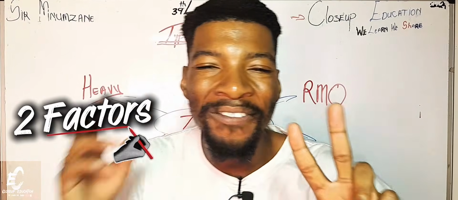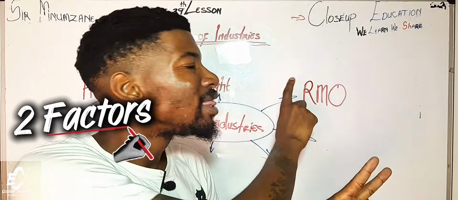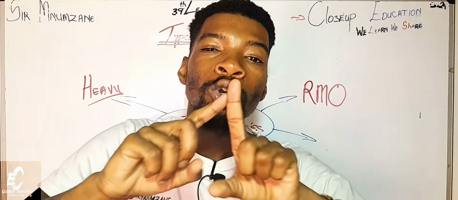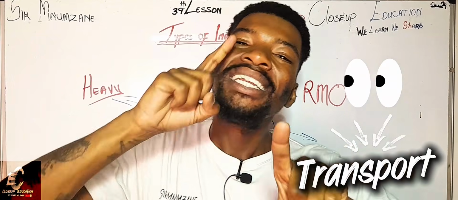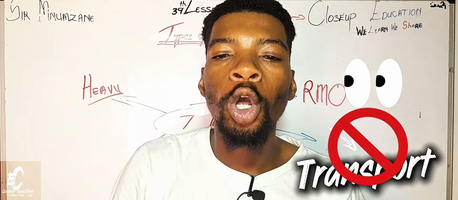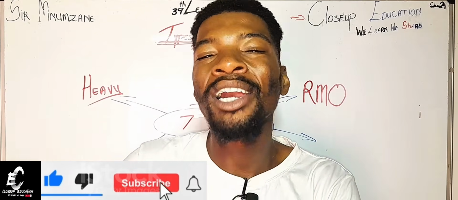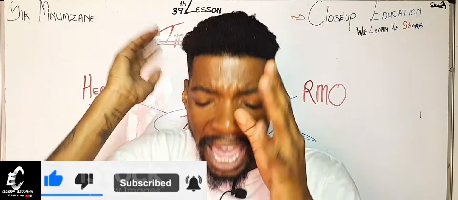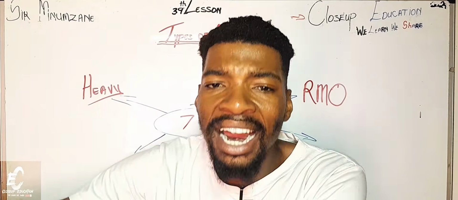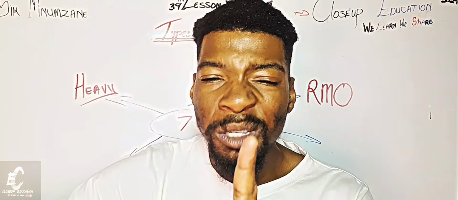Only two things are very, very important when it comes to the raw material orientated. You just look at the transport, right? It seems like they do not want to spend a lot of money when it comes to transporting that raw material to factories. So they have to build a factory nearer to that raw material. The transport is number one.